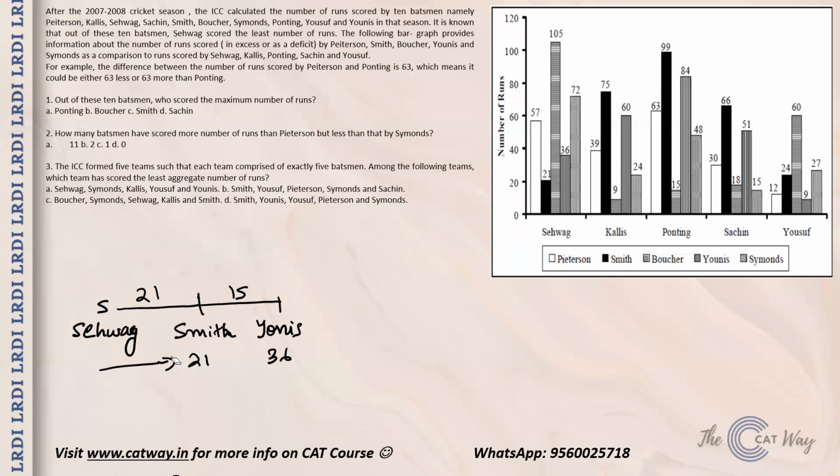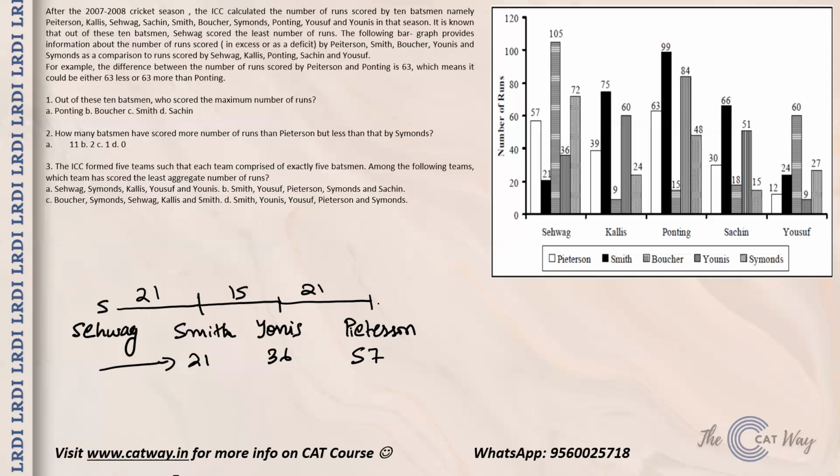Now the next higher number possible is for Peterson. So Peterson arrives over here. The total difference for Peterson from Sehwag is 57, but from Younis if you talk about, it's only 21. Then after Peterson, who do we have? We have Simons.